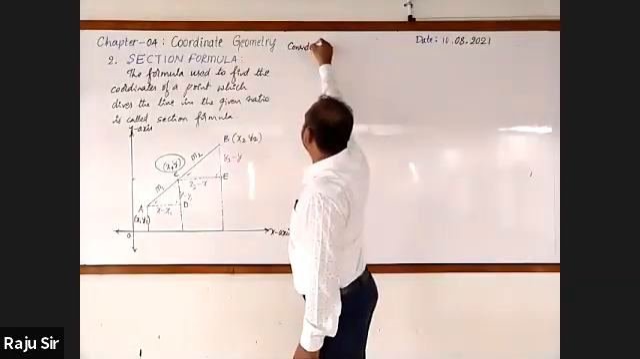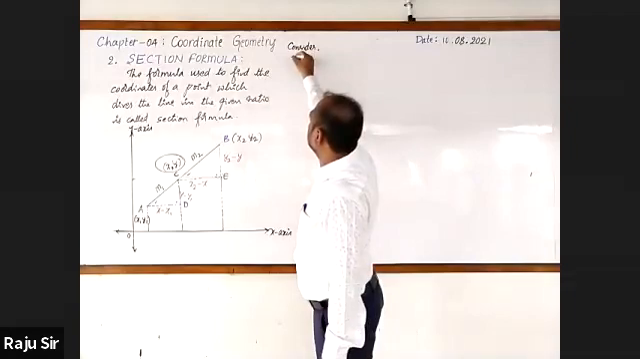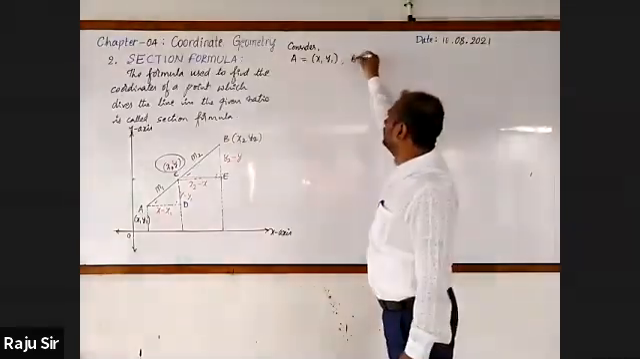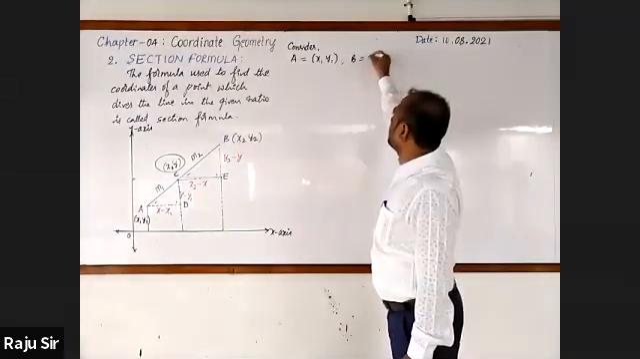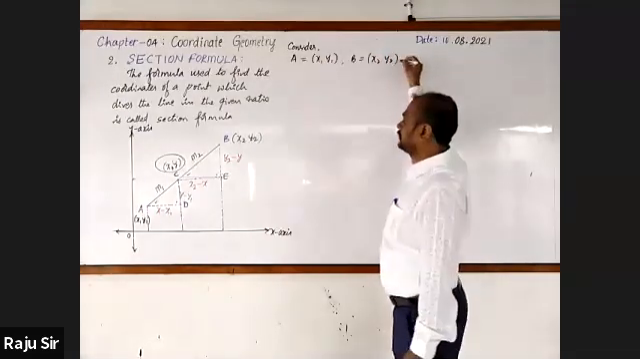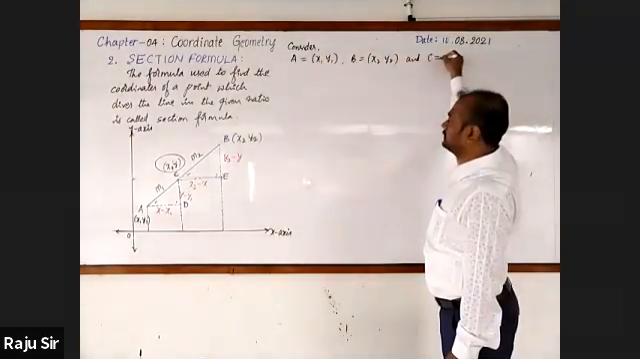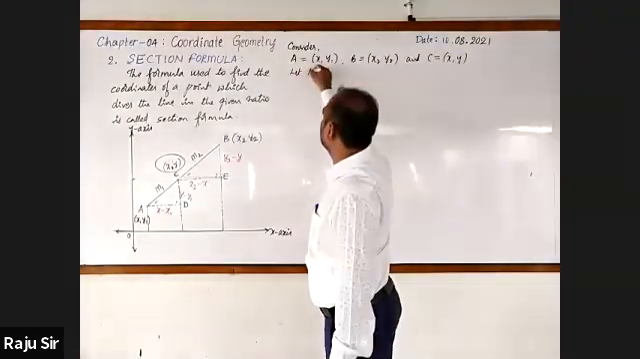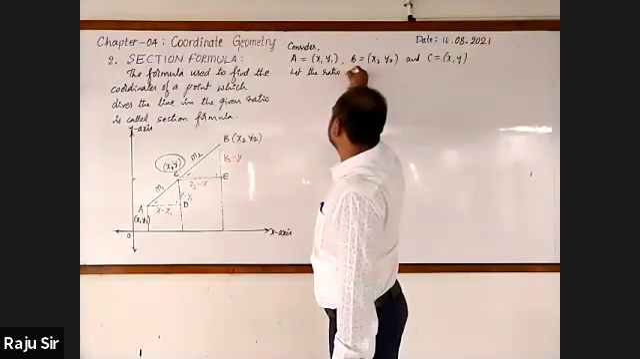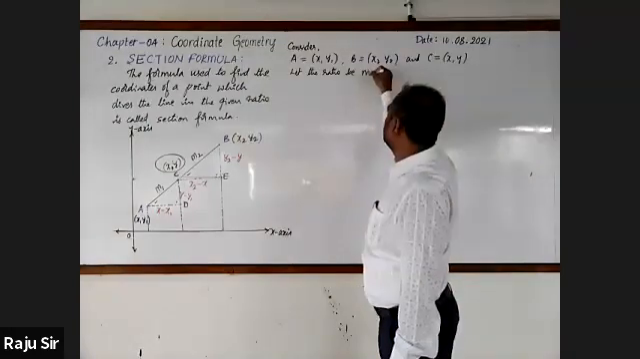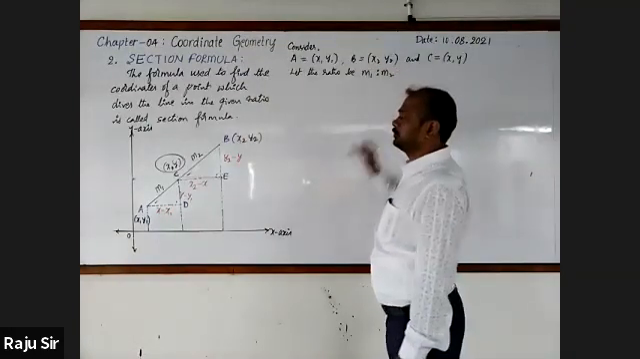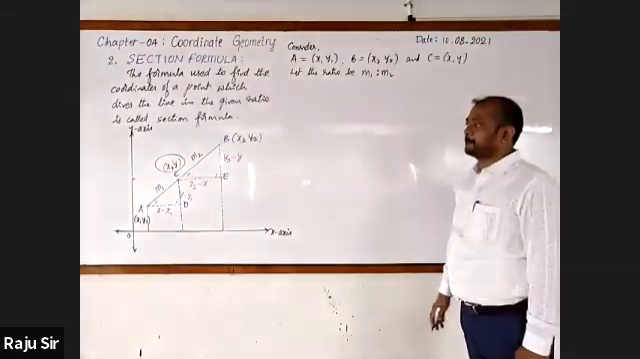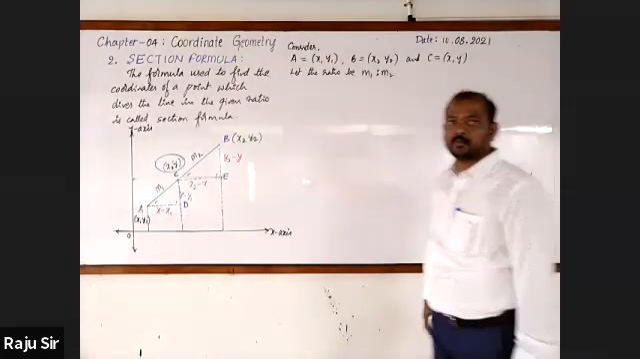Consider A as X1, Y1, B as X2, Y2, and C as X comma Y. Next, let the ratio be M1 is to M2, which is nothing but AC is to BC.